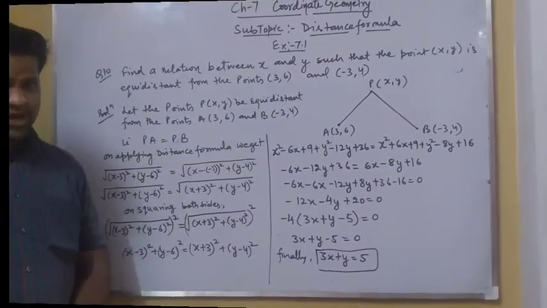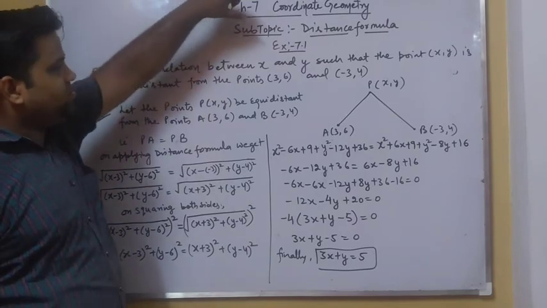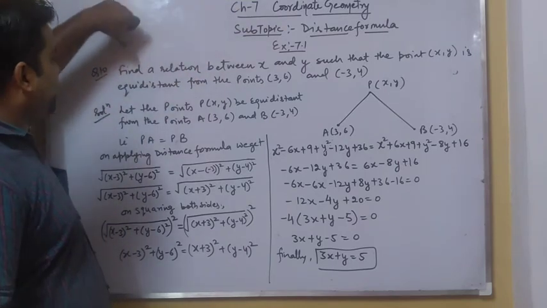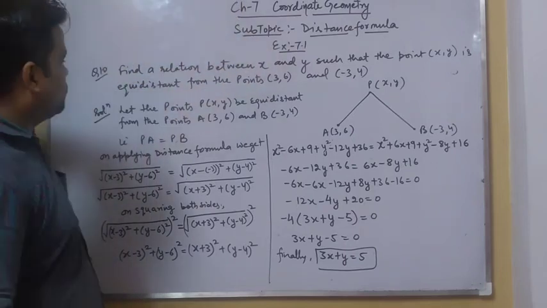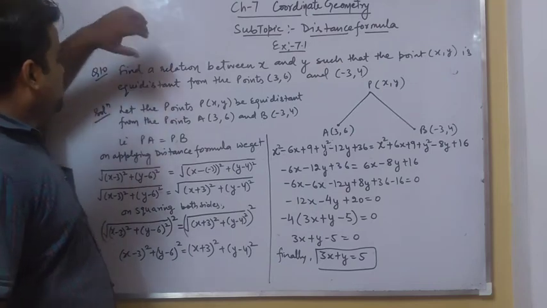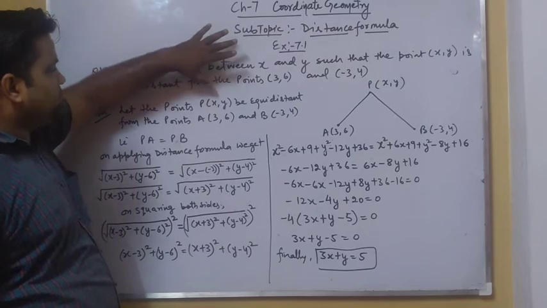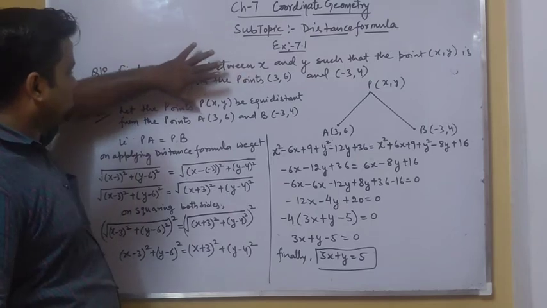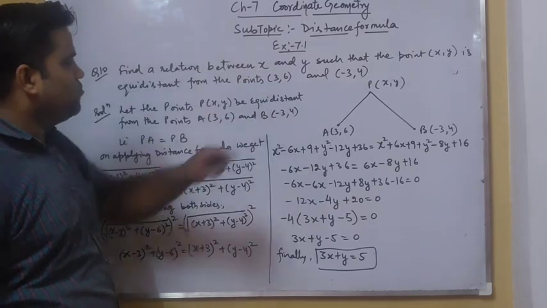Now come to question number 10 of exercise 7.1. Find the relationship between x and y such that the point x comma y is equidistant from the points 3, 6 and minus 3, 4. First of all, we have to find the distance. So in the solution we consider that point P, whose coordinate is x, y, is equidistant from the points A, whose coordinate is 3, 6, and B, whose coordinate is minus 3, 4.